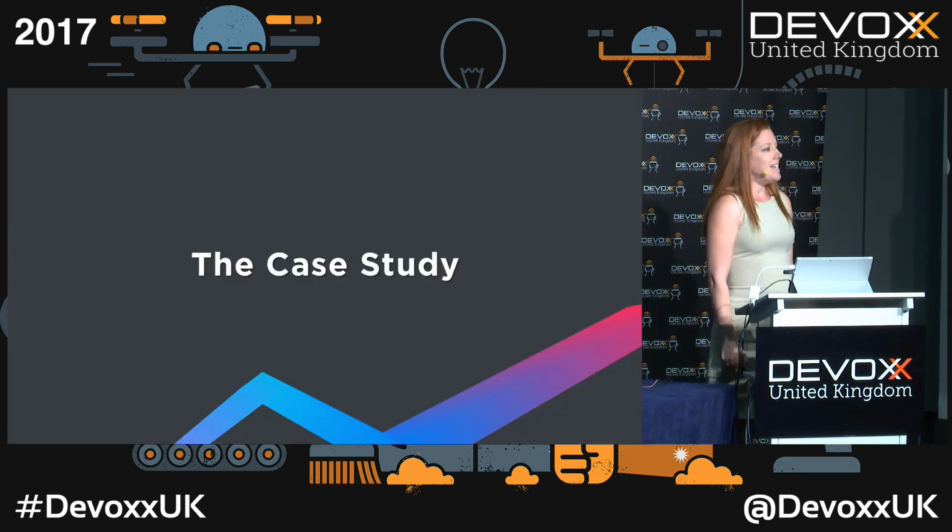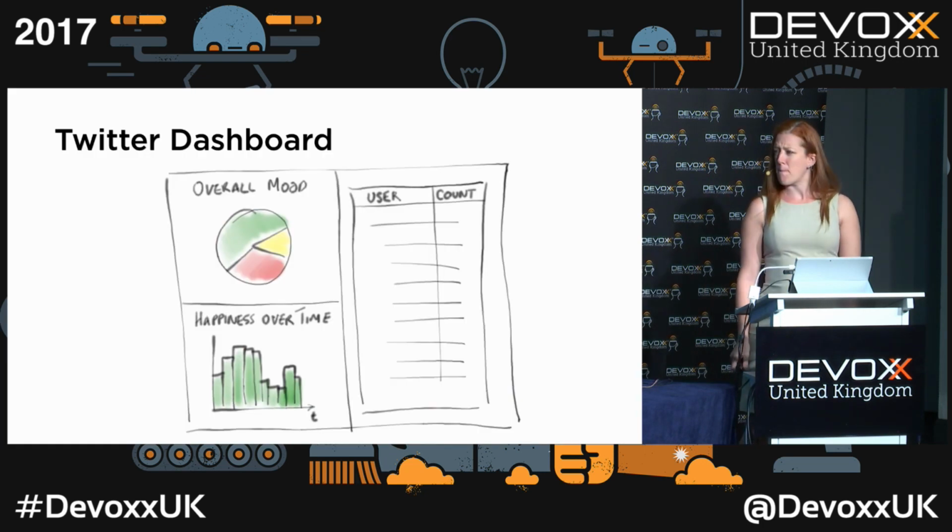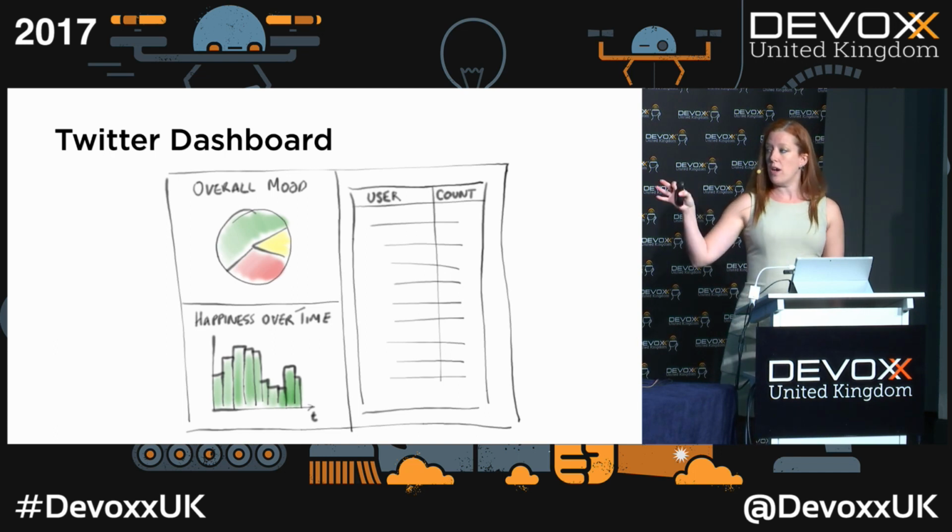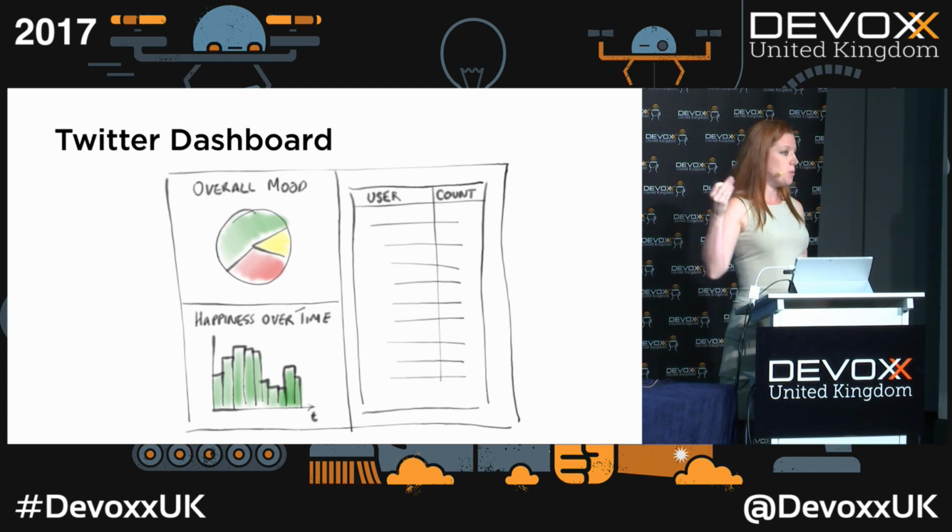Let me set the background for the case study we're going to look at. At DevOps UK, a couple of years ago, I did a demo, Java 8 in anger. I wrote this application to demonstrate Java 8 features like lambdas and streams. And the idea is it's a JavaFX UI which responds to real-time tweet data.